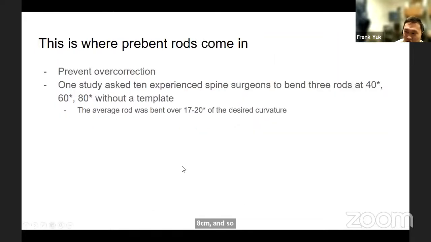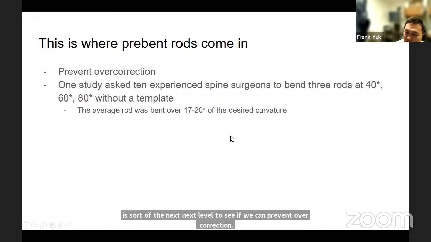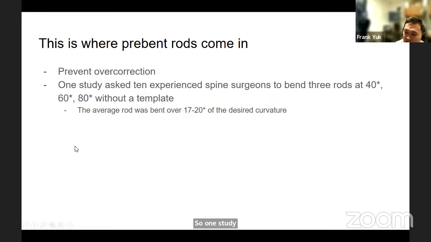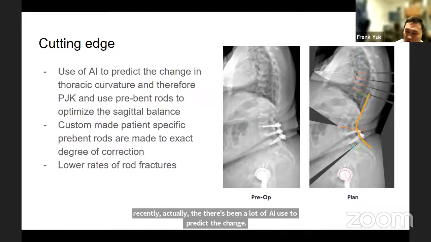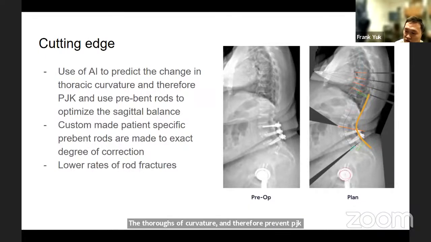And so this is where pre-bent rods come in. This is sort of the next level to see if we can prevent overcorrection. One study asked 10 experienced spine surgeons to bend 3 rods at 40 degrees, 60 degrees, and 80 degrees without a template. The average rod was actually overbent by almost 20 degrees of the desired curvature. But when you gave the surgeon a template, they were within 2 degrees of the desired curvature. And most recently, there's been a lot of AI use to predict the change in the thoracic curvature and therefore prevent PJK from occurring, and then use the pre-bent rods to optimize the sagittal balance.